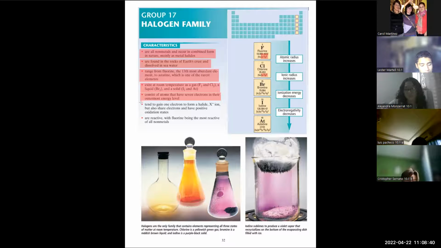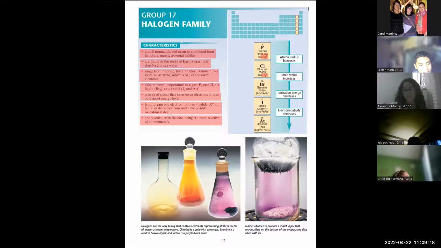Now this is important because this is the topic that we're going to be seeing next week. These elements tend to gain 1 electron to form a halide, X minus ion, but also they share electrons and they have positive oxidation states. Halogens are nonmetals that can form ionic compounds or that can share electrons to form molecules. They are reactive. These are the most reactive nonmetals in the whole periodic table.